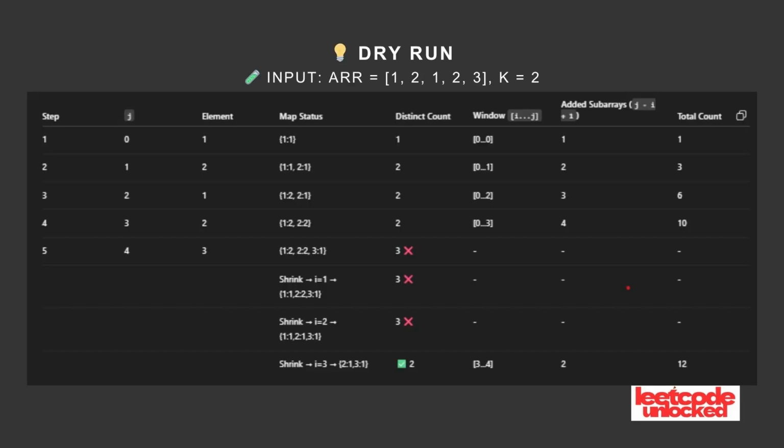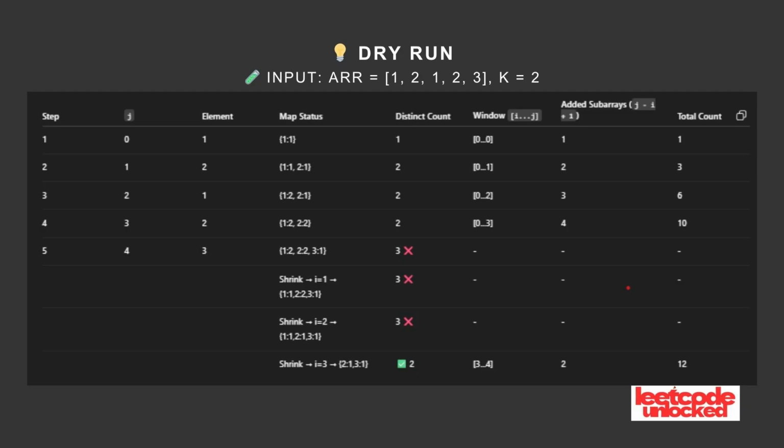Let's dry run the sliding window logic using the input array 1, 2, 1, 2, 3 with k equals 2. We'll walk through each step using two pointers, i and j, a frequency map, and a count variable. Step 1. j equals 0. We include the element 1. The map becomes 1 to 1. That's only one distinct element, which is valid. We add j minus i plus 1 equals 1 to our count. Total count is now 1.